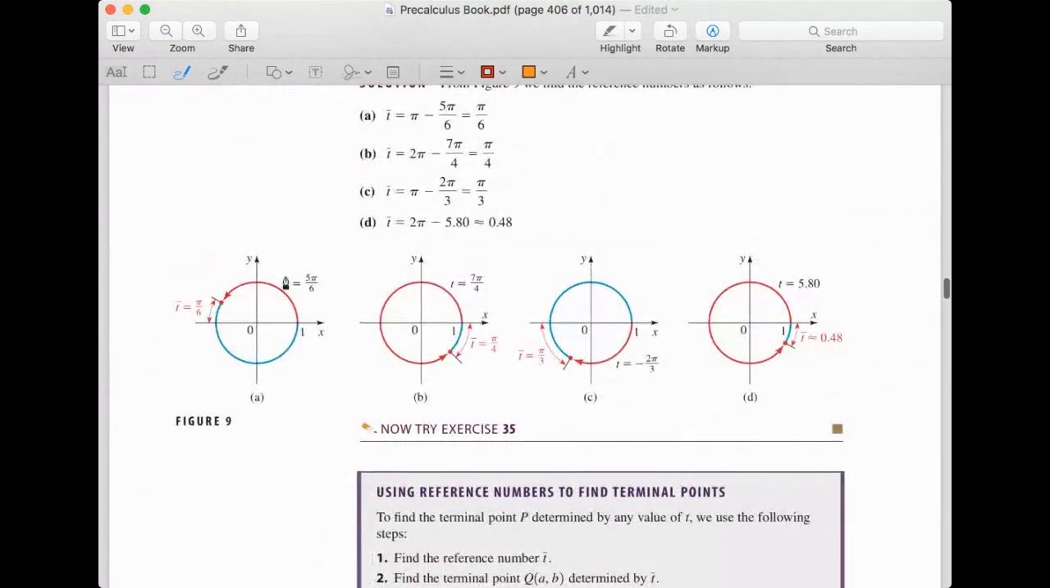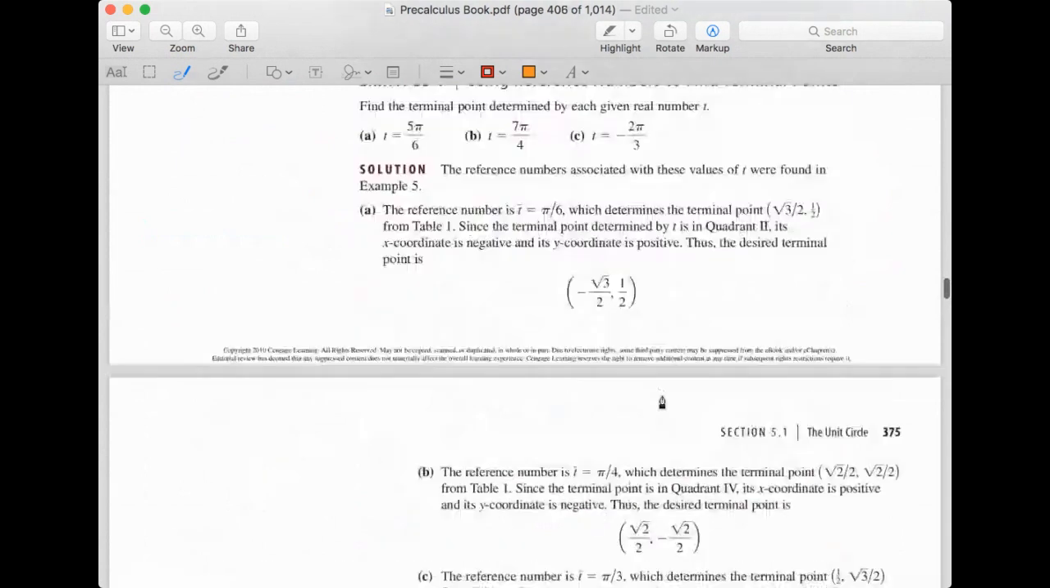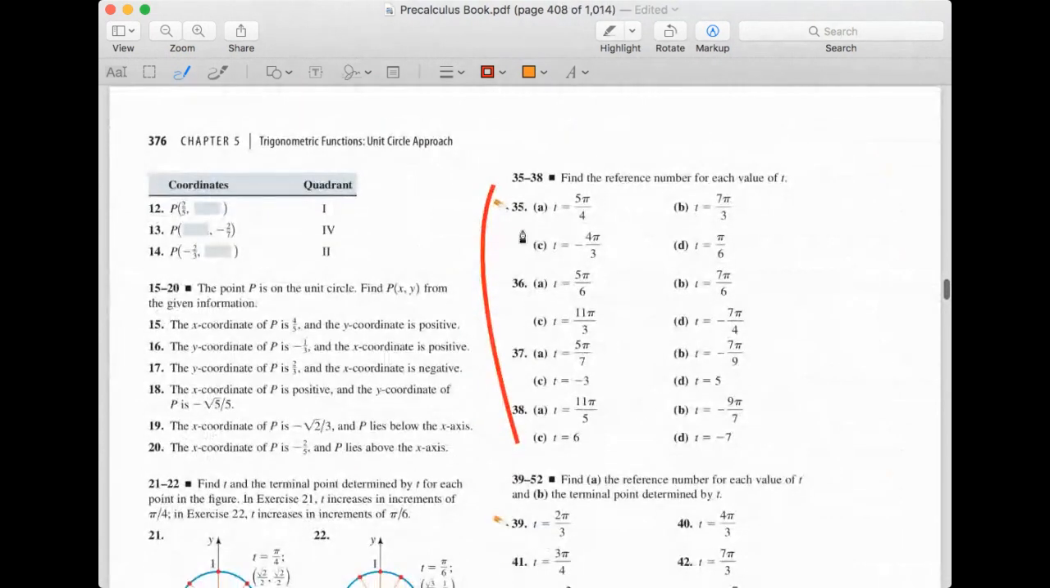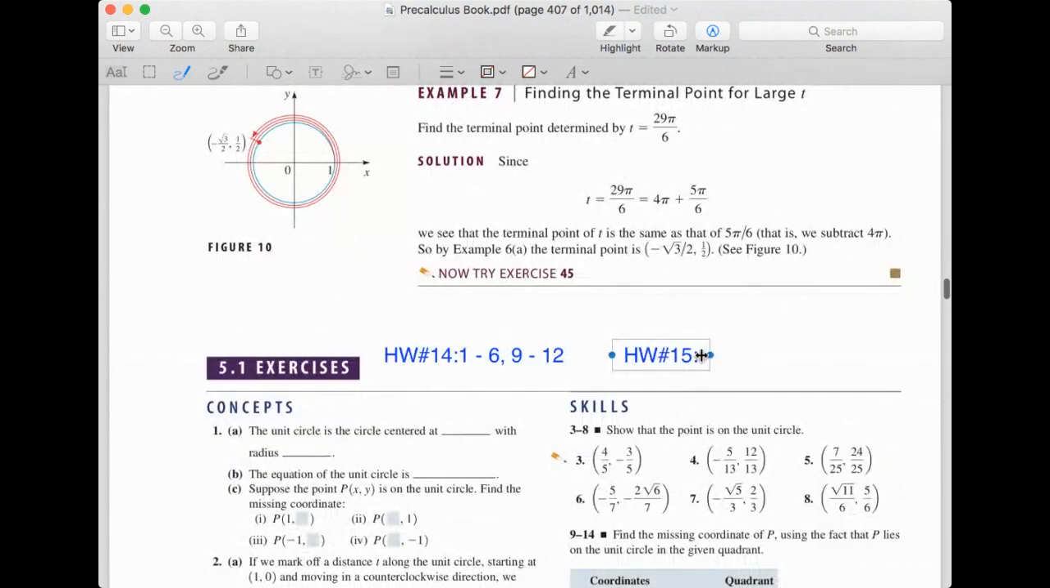You figure out if the point is in the first quadrant, it's just the angle itself. In the second quadrant, do pi minus the angle. If in the third quadrant, do the angle minus pi. If it's in the fourth quadrant, do 2 pi minus the angle. All right, so let's use these 4 to do the homework, 35 up to 38. This is part of homework 15.